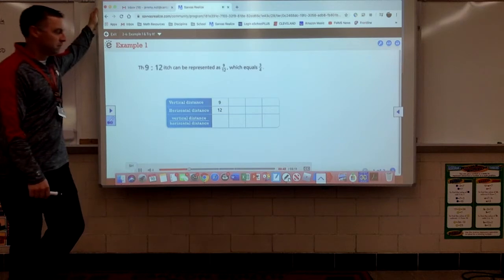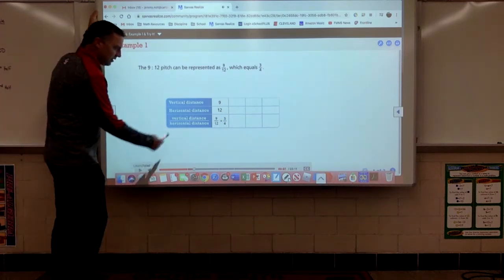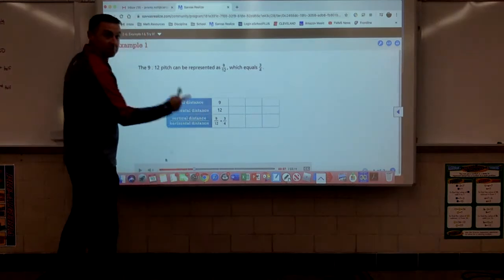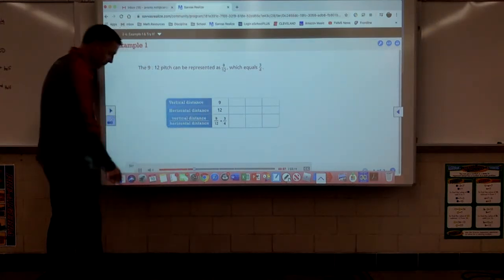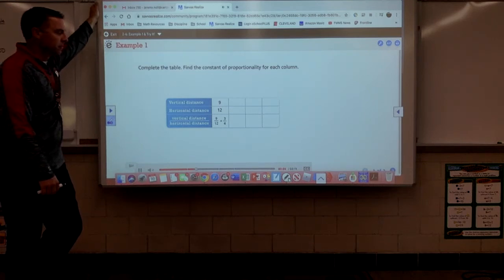The ratio 9 to 12 can be represented as the fraction 9/12, which reduces to 3/4. They took y divided by x. Interesting. Now, complete the table using ratios equivalent to 9 to 12. Since each ratio is equivalent to 3 to 4, the constant of proportionality is 3/4.